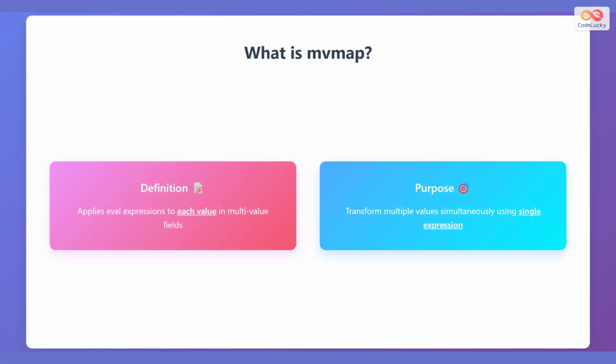The mvmap command is designed to apply eval expressions to each value in multi-value fields. Think of it as a way to transform multiple values simultaneously using a single expression. The primary purpose of mvmap is to streamline data transformation processes by allowing you to perform operations on all values within a multi-value field at once. This makes your Splunk searches more efficient and your code cleaner, as you can accomplish complex transformations with minimal syntax.